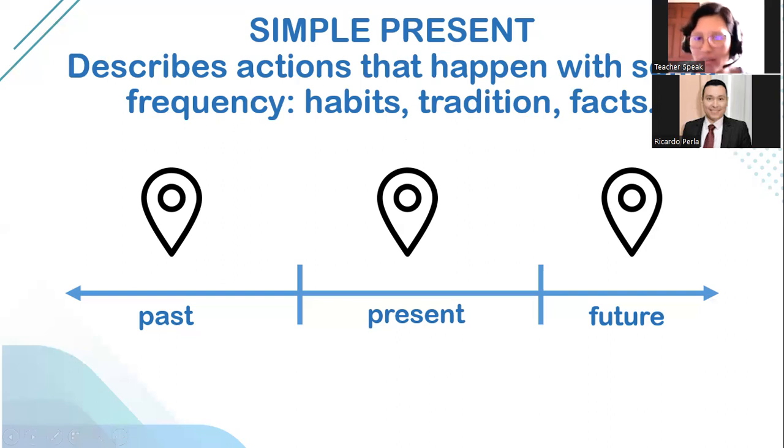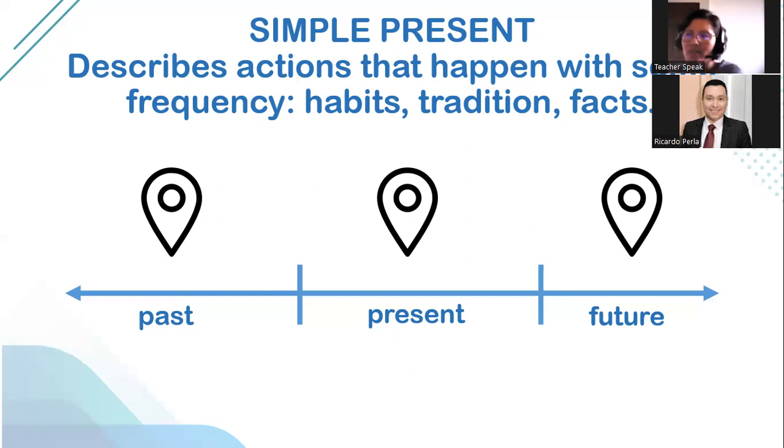And also facts. For example, one fact about you, Ricardo, is that you are married and also you have a daughter, right? Those are two facts about you. Facts about you, you are a teacher. You are an accountant, right? You teach accounting subjects, right? Etc. So those are three different examples on these three different activities, right? So we have habits, traditions, and facts, okay?